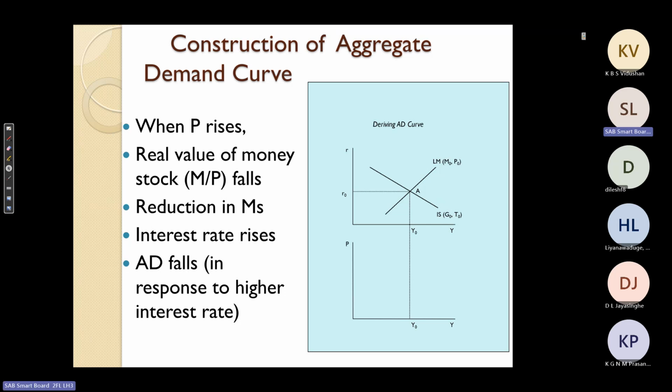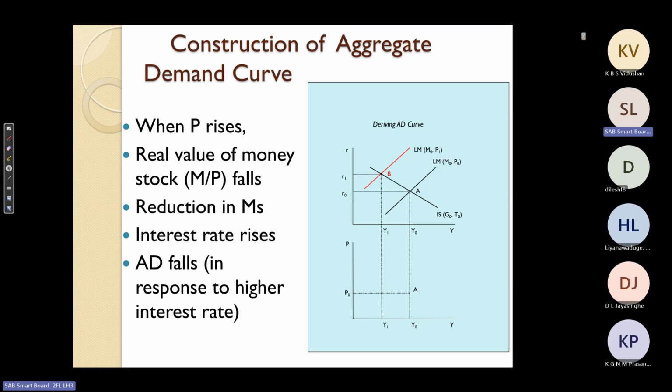If the real money balance increases, the price will decrease, right? So the LM curve shifts to the left. Now the price level increases from P0 to P1, so the real money balance decreases. That is explained by shifting the LM curve to the left.